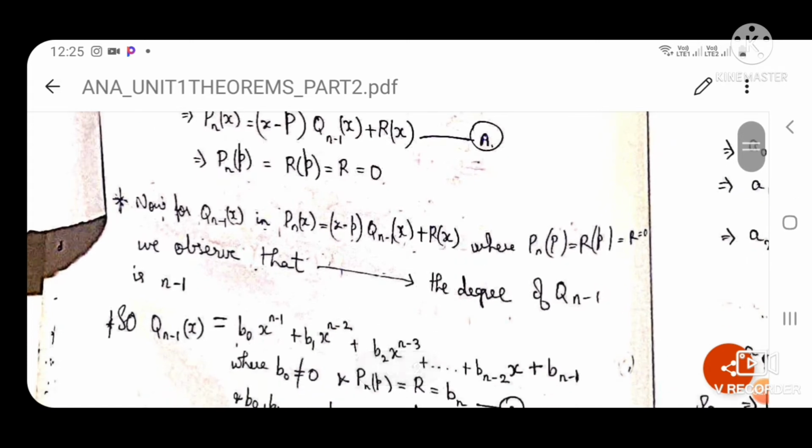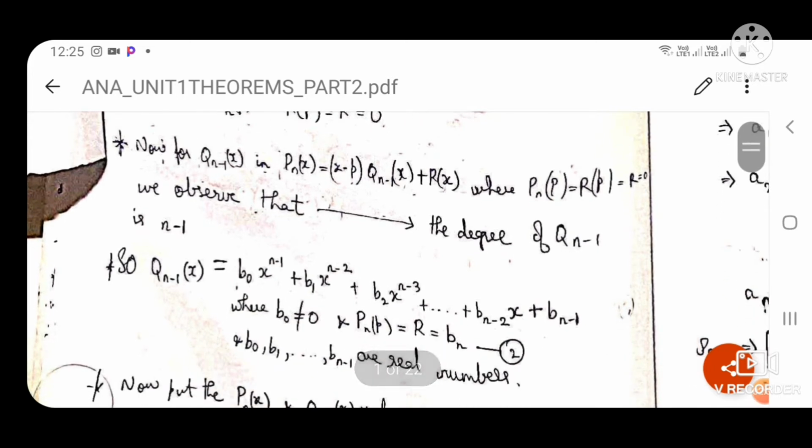Now, for Qn minus 1 in Pn of x, where Pn of p equals r of p equals r, I'm talking about the equation A as I've marked it. I need you to understand that the degree of Qn minus 1 is n minus 1. That's what it is.